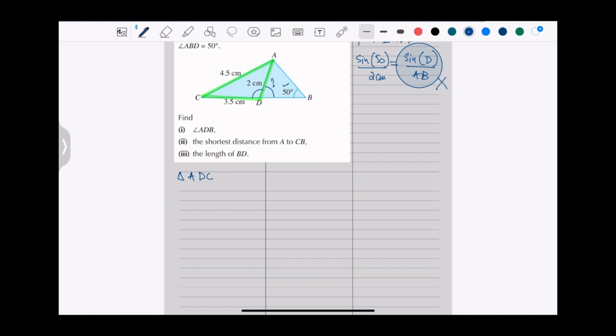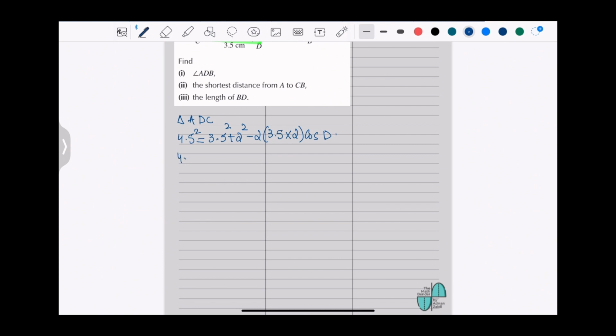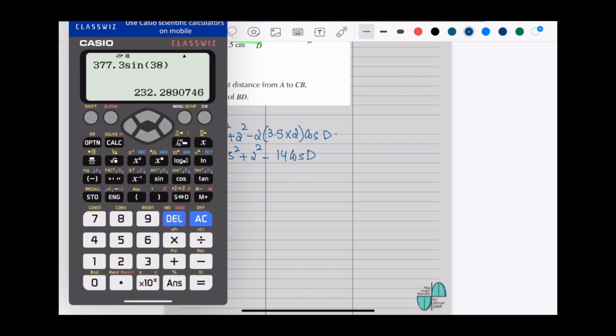So I'll straight away write 4.5 squared. The angle that I need to find, I'll write the opposite side to it on the other side of the equals, to 3.5 squared plus 2 squared minus 2 times 3.5 times 2 cos of angle D. 4.5 squared is equal to 3.5 squared plus 2 squared minus 3.5 times 2 is 7, 7 times 2 is 14 cos D. I'll just confirm.